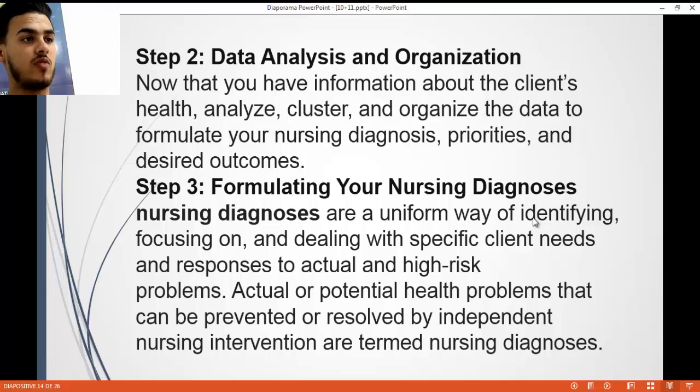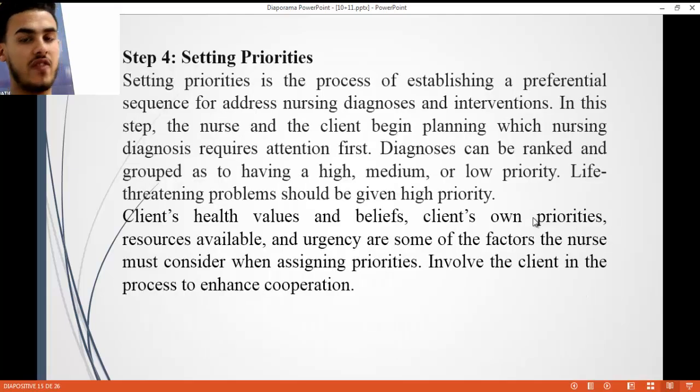The third step is formulating your nursing diagnosis. Nursing diagnoses are a uniform way of identifying, focusing on, and dealing with specific client needs and responses to actual and high-risk problems. Actual or potential health problems that can be prevented or resolved by independent nursing intervention are termed nursing diagnoses. So after analyzing your data, you will be able to formulate your diagnosis. The fourth step is setting priorities.